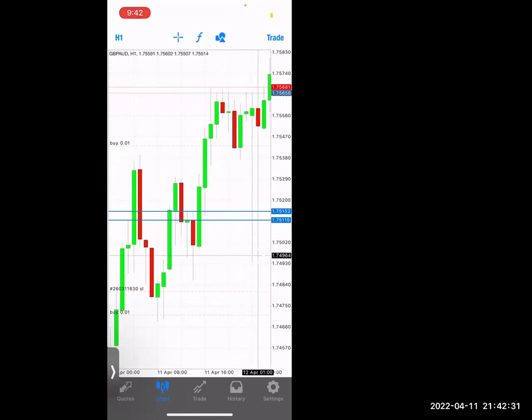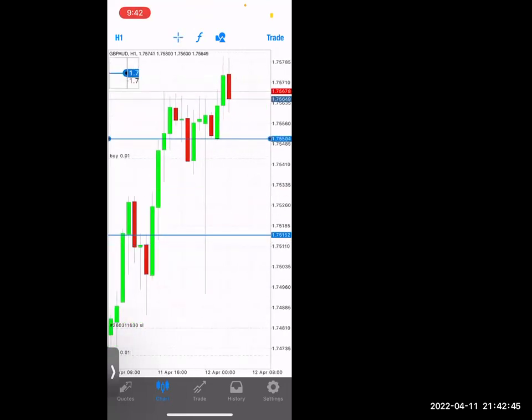This is a news wick, or institutional trade. So boom, price comes down. But even if this came all the way back down here, it didn't hit your stop loss. It didn't hit your stop loss. And then you go on with it. So now you look at here, boom, boom.